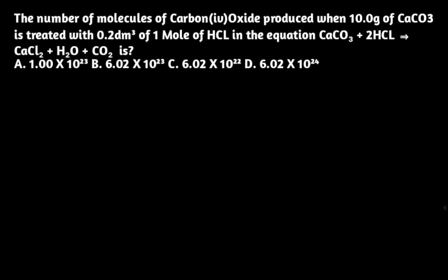The number of molecules of carbon dioxide produced when 10 grams of CaCO3, which is calcium carbonate, is treated with 0.2 dm cube of 1 molar concentration of HCl in the equation given below is dash. So you are supposed to solve for the number of molecules.